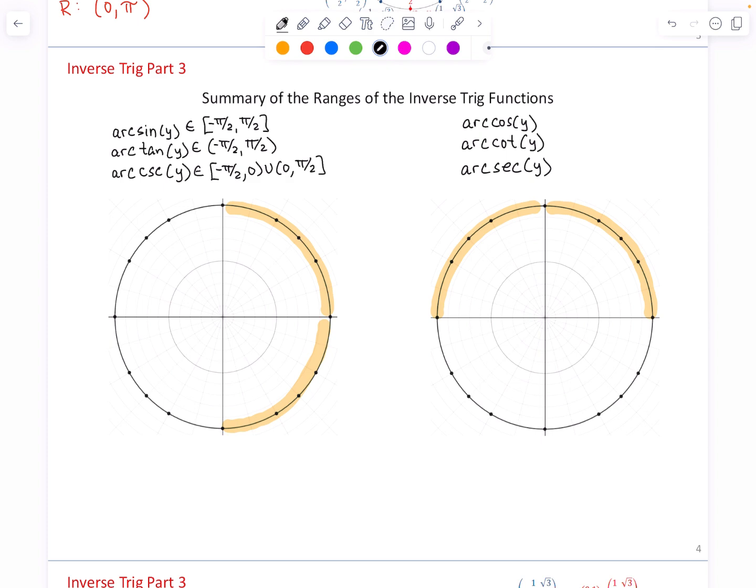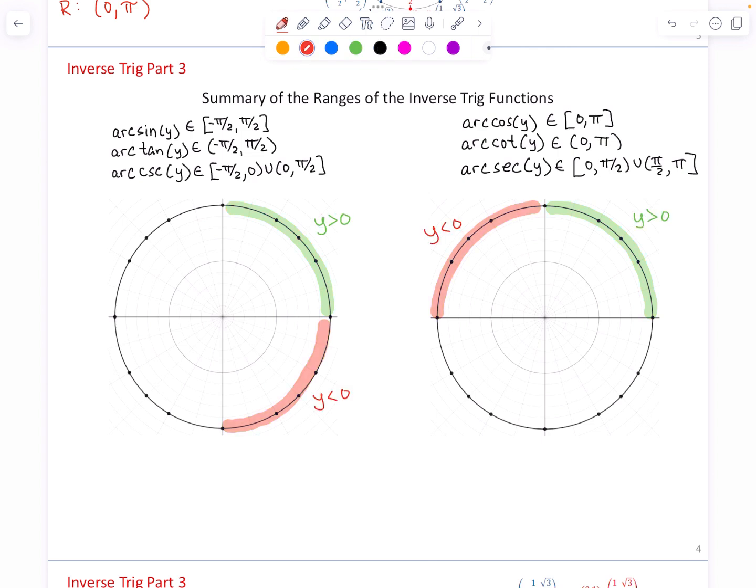And specifically their ranges were arccosine of y had to be somewhere between 0 and pi inclusive, arccotangent of y had to be somewhere between 0 and pi exclusive, because cotangent's undefined at 0 and pi, and arcsecant was similar to arccosine, except we had to remove pi/2, because the secant is undefined at pi/2. Now for all of these inverse trig functions, if y is positive, the angle you're looking for will be in the 1st quadrant.